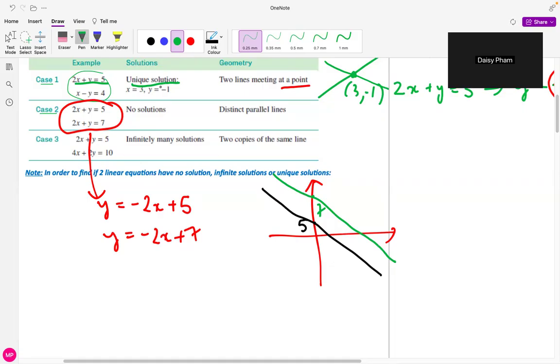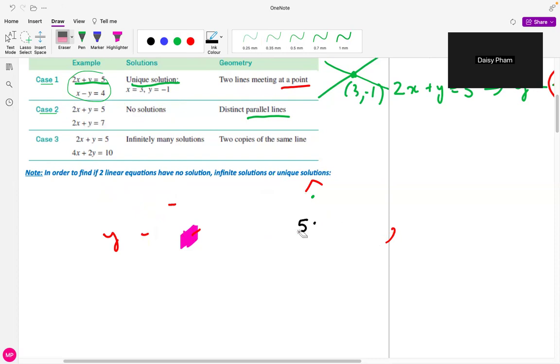In this case, we call them parallel lines. Because they're parallel, they will never cut each other, so you end up having no solution. So how do we know if there's no solution? We look at the gradient. If the gradients are the same, but the y-intercepts are different, then m1 equals m2, but c1 does not equal c2.